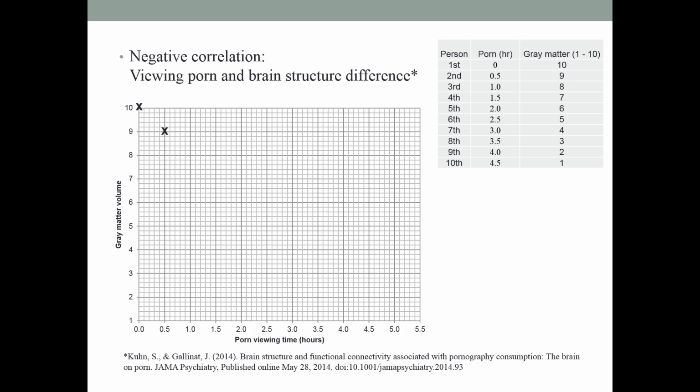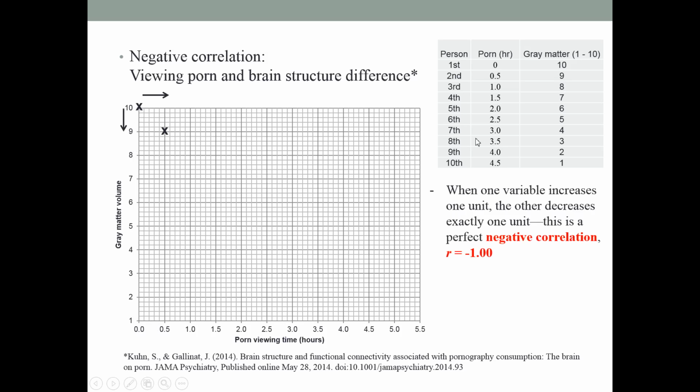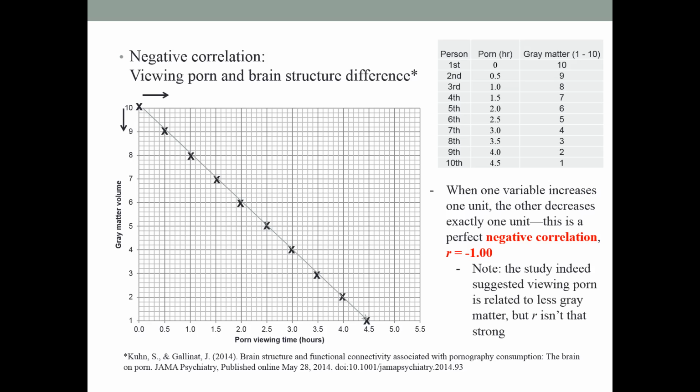Now the second person is 0.5 versus 9, right here. So this is this dot, and as you can see, when one unit increases in porn viewing, the other one decreases, right? So when one variable increases 1 unit, the other decreases exactly 1 unit. It is a perfect negative correlation. R equals negative 1.00. Okay, with all the data in, you can see this is a straight line. It's just a different direction. It's a perfect correlation, right?